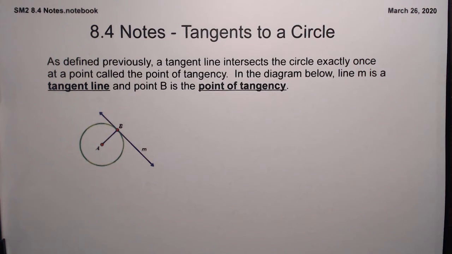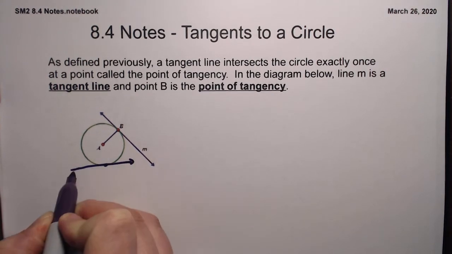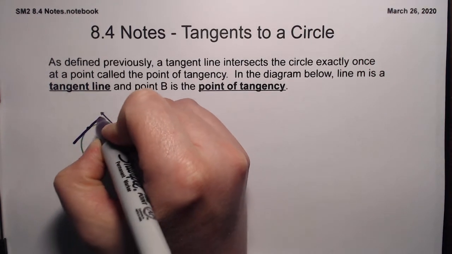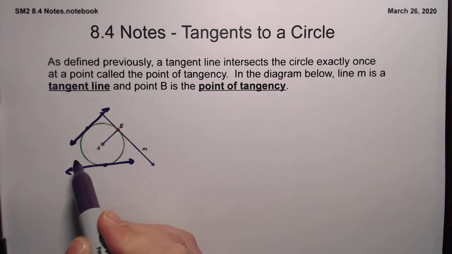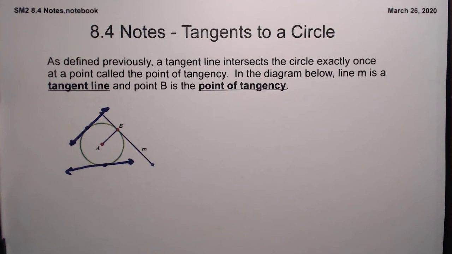Now, it's not one specific line that this is going to happen with. I could have something like maybe here where it intersects here, or here. It's just the point of tangency and then that line that's kind of going through it. So you technically have infinite tangent lines to any circle. And then we're going to talk about a theorem that involves the tangent lines.